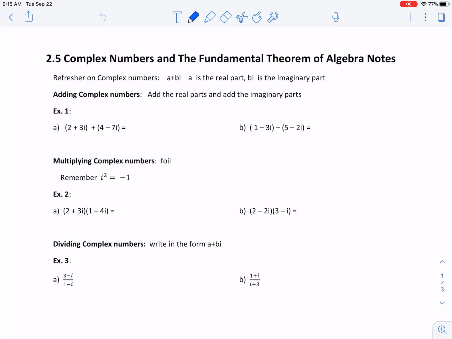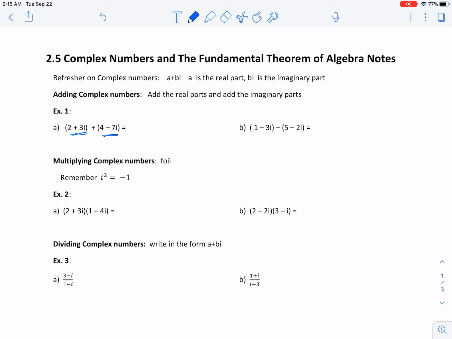Today's lesson is about complex numbers and the fundamental theorem of algebra. It really has to do with writing polynomials, giving their roots, and how to find their roots. Okay, so it starts out with a quick review. Complex numbers mean they have an i in them.